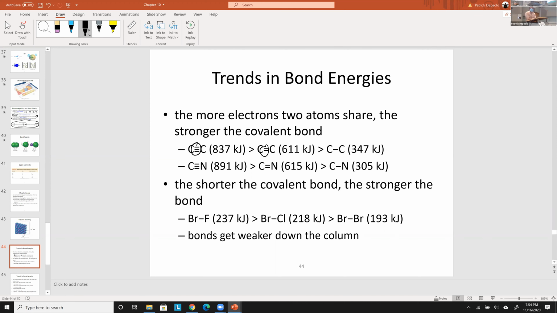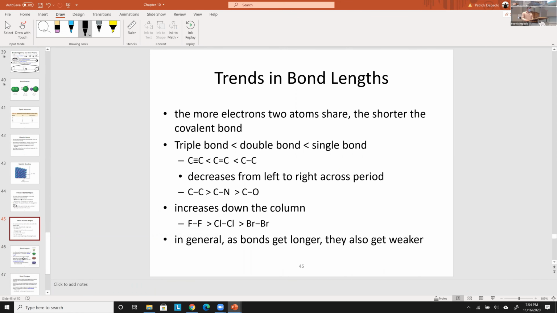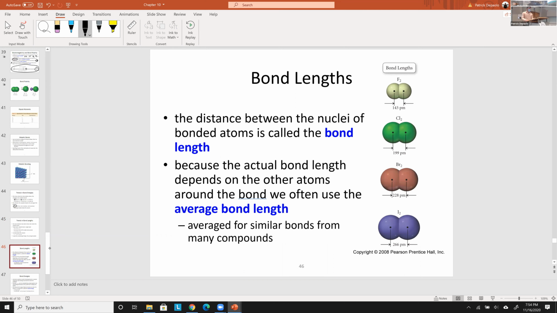Also, shorter ones are stronger, very similar to ionic. So if you're comparing single bonds such as Br and F, versus Br and Cl, Br and F will be stronger because fluorine is smaller than chlorine. And then Br and Cl will be stronger than Br and Br because bromine is a lot bigger than chlorine. So it follows the same kind of trend, and we know that triple bonds are stronger than double, which are stronger than single. Okay, so we kind of got that already, same thing. So bond length, same concept.